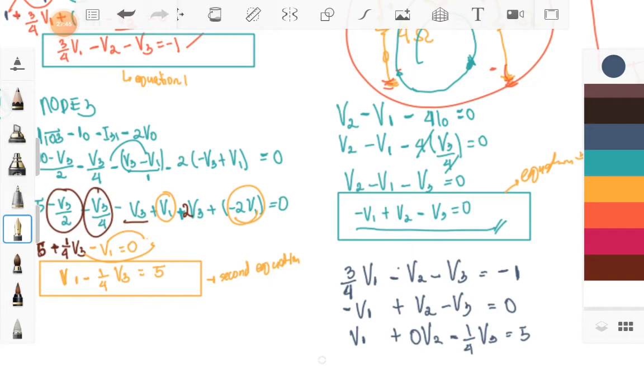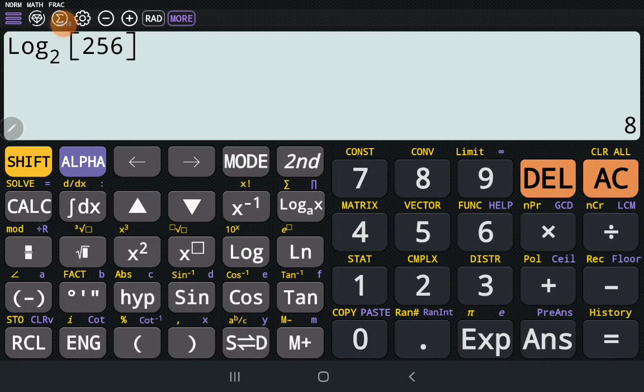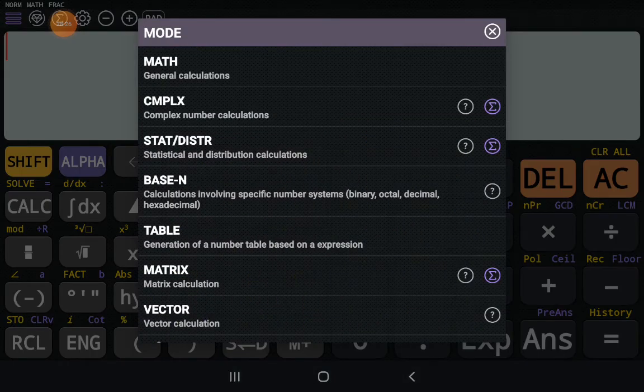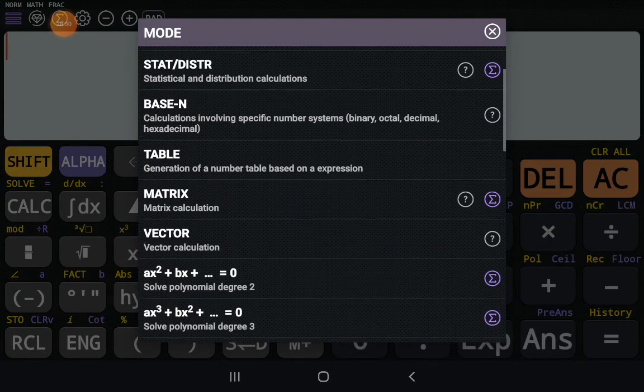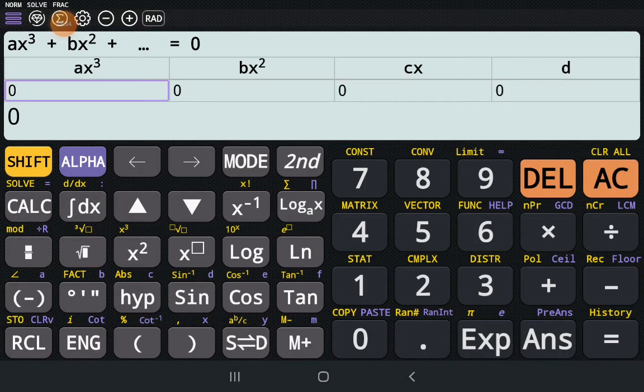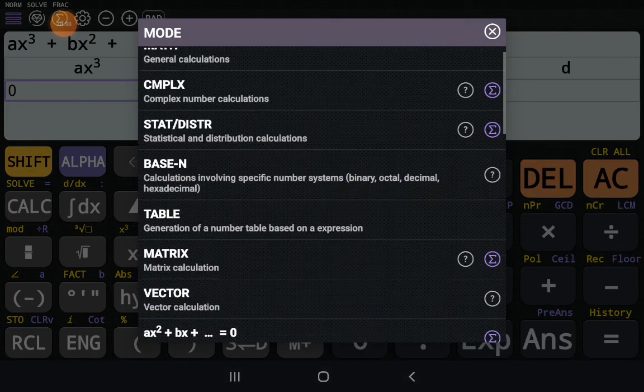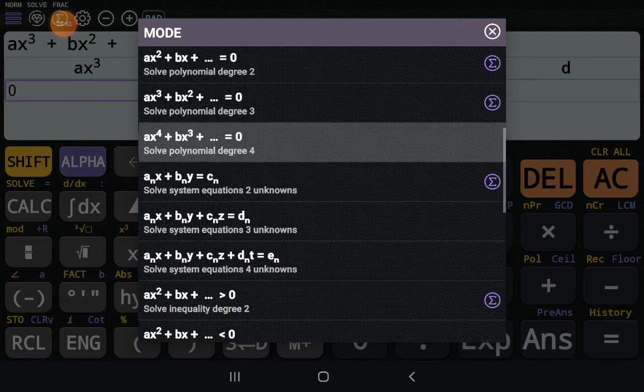After tabulating your equations, you can use Cramer's rule if you want manual calculation, but take note that we are already in our modern era. So what we will practically do is use our calculator. Go to mode, and then polynomial of degree 3. It is a system of equations with 3 unknowns.